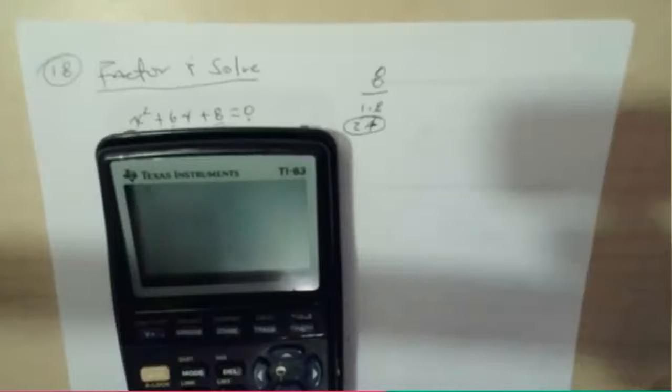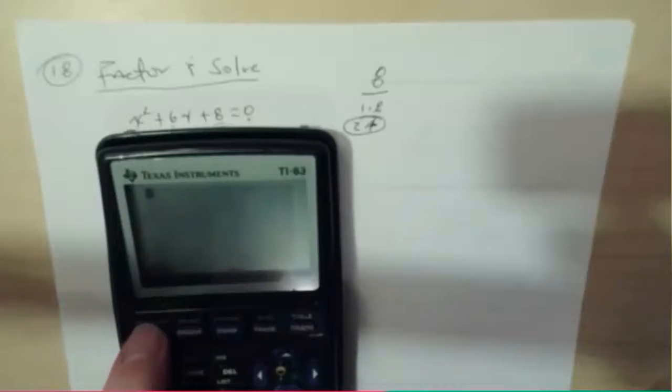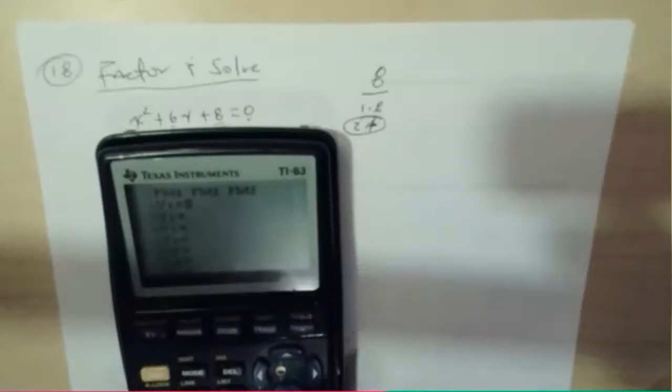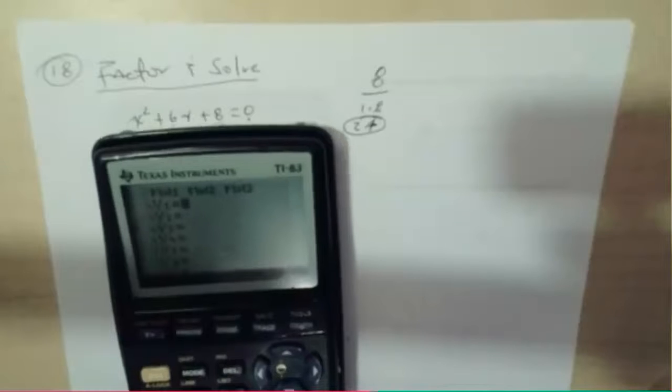First you turn it on. Go to y equals. And we put in x squared. What in the world?